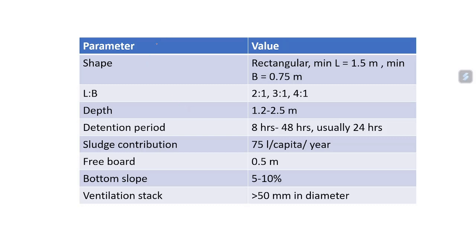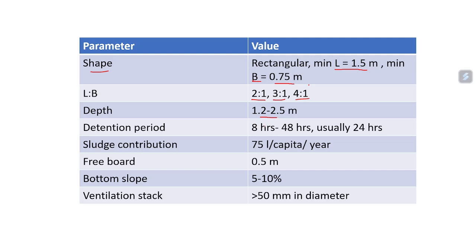Now, what are the parameters? The shape. Generally, a septic tank is rectangular in shape. Minimum length is 1.5 meters and minimum breadth, that is B here, is 0.75 meter. The ratio of the septic tank, that is length to breadth, is generally 2 is to 1, 3 is to 1 and 4 is to 1. These are the normal trends which generally people use and hence they are standardized. Depth is around 1.2 to 2.5 meters.